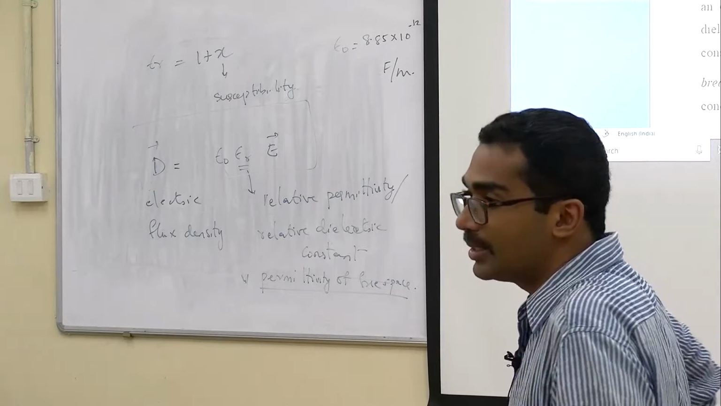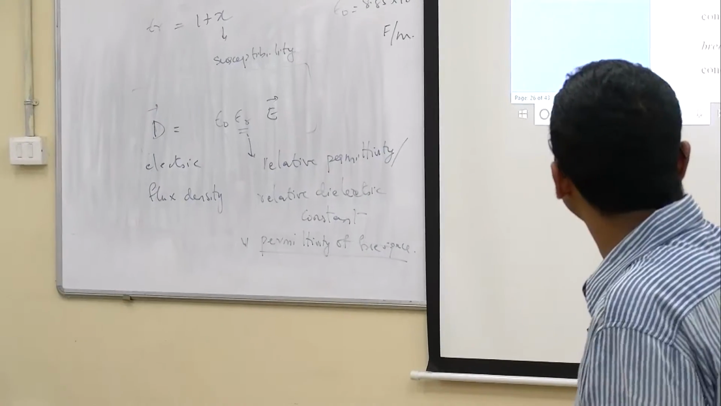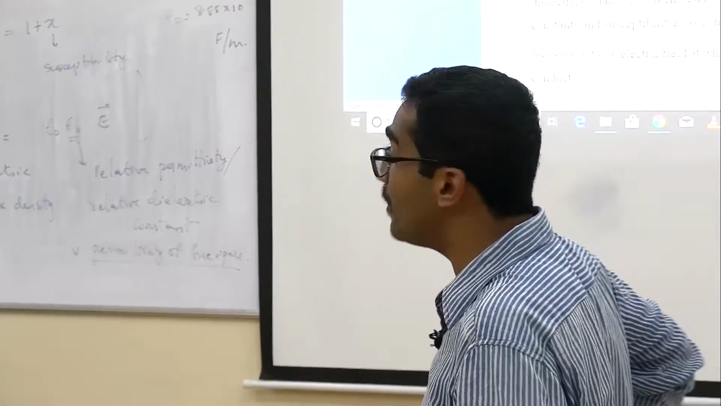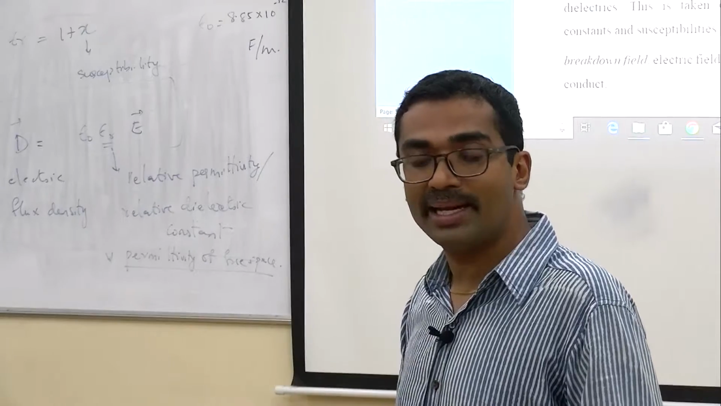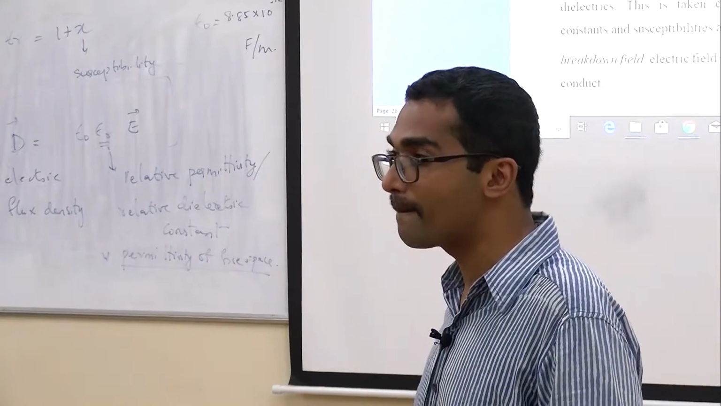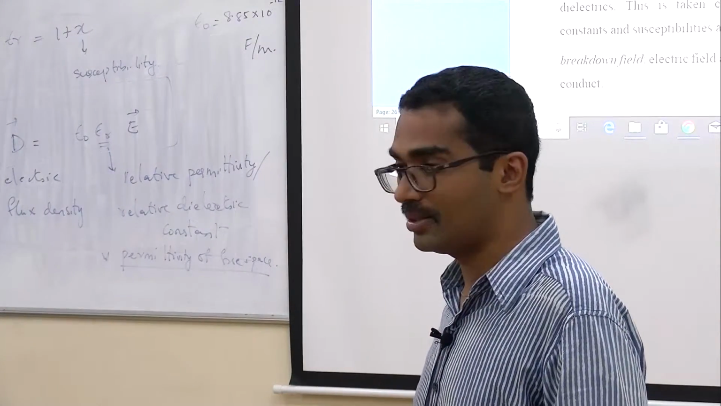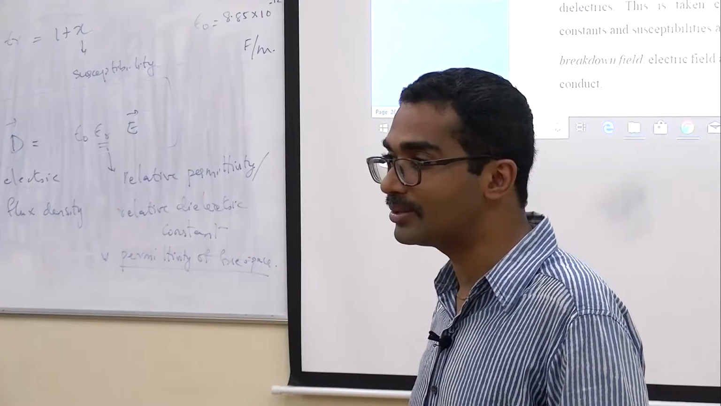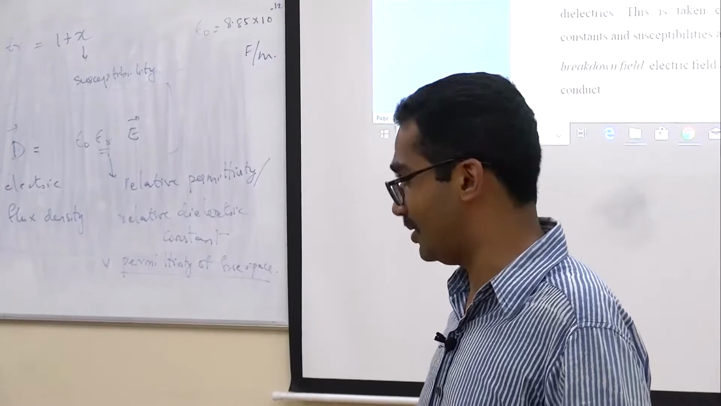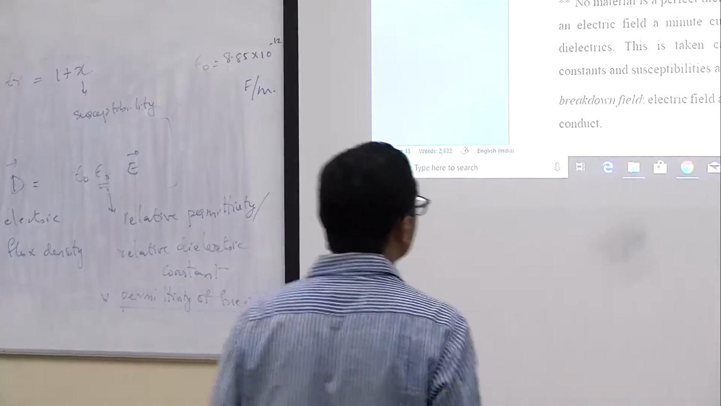Very good. Next is breakdown field, the electric field at which a dielectric begins to conduct. That means an insulator starts conducting when you apply an electric field greater than the breakdown field. Now it's electric field. So what is the unit of breakdown field? Volt per meter. Volt per meter. Very good. So now let me show you some data.